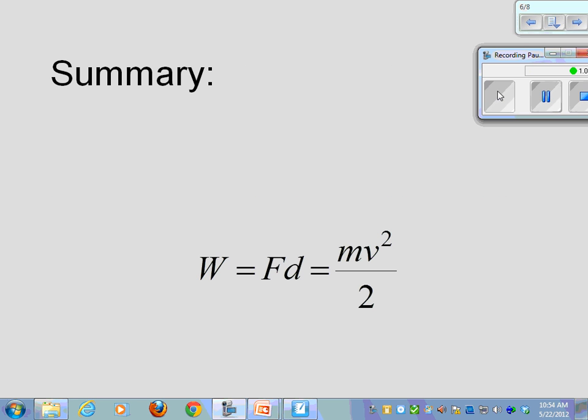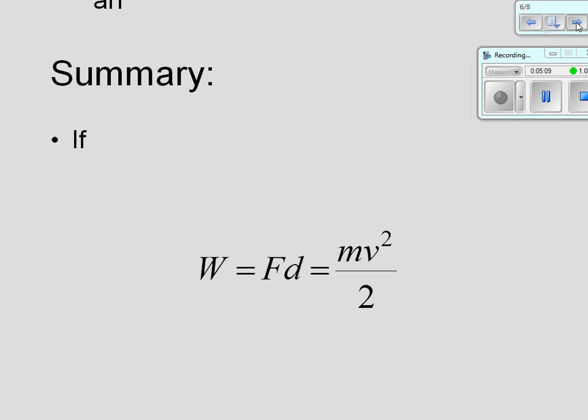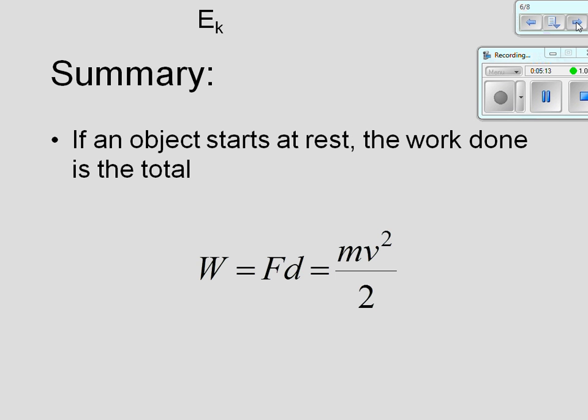All right, so what do we get up here? We got W equals FD equals MV squared over 2. If an object starts at rest, what is going on here? If an object starts at rest, the work done is the total kinetic energy of the object. If something's just sitting there and you do some work to it, all that work is transferred into kinetic energy. What if it's not at rest?